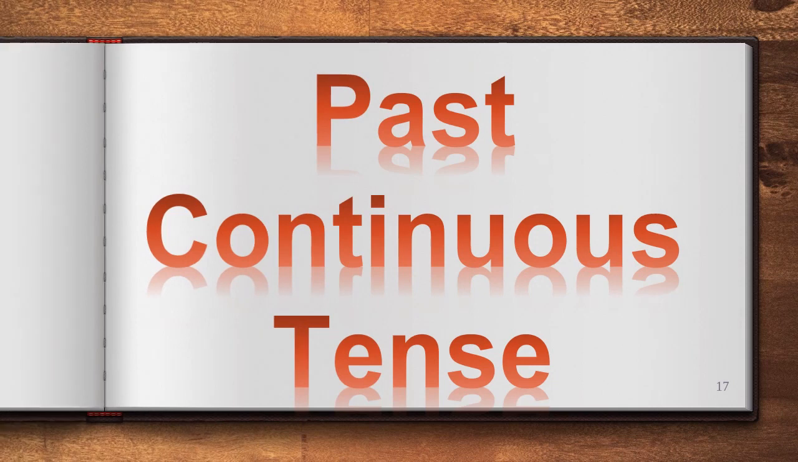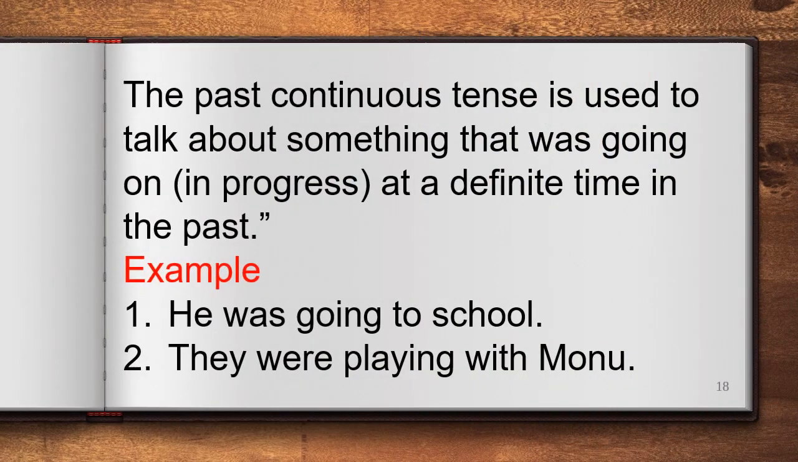Now, the second type of past tense is past continuous tense. This tense is used to talk about something that was going on at a definite time in the past. So it shows the work that was going on in past. For example, he was going to school. They were playing with Monu. So the formation of past continuous tense is was or were plus V1 plus ing. Was is used with singular subject, whereas were is used with plural subject.